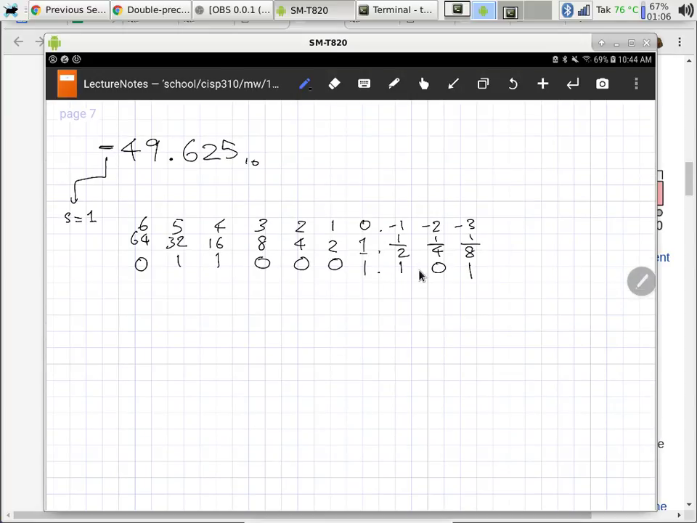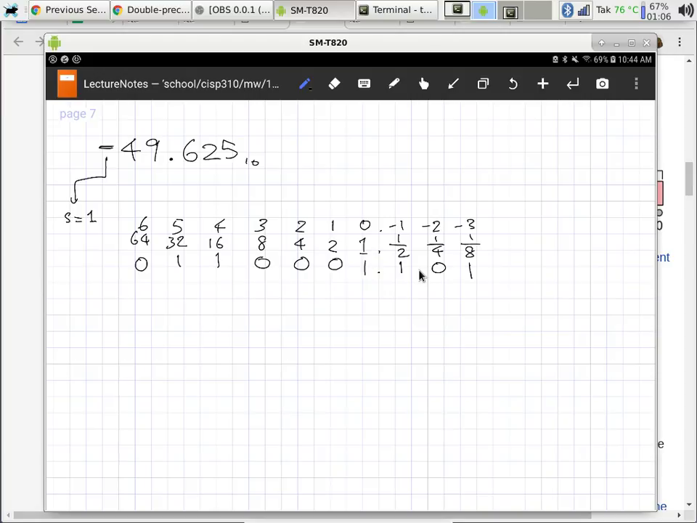So are we okay so far with the conversion from base 10 to base 2? The base 10 representation is 49.625, and then the binary representation is 110001.101. Is that okay? All right.